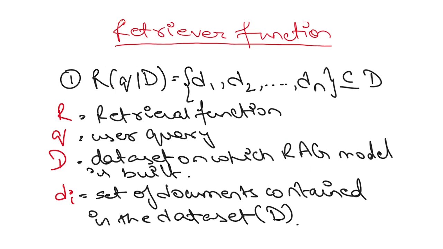Now, what this retriever function does is, based on the user query and the dataset on which the RAG model is built, it returns me a set of documents D1, D2 till Dn. So these documents are a set of this dataset that I have here. So based on the user query and the dataset, the retriever function gives me a set of documents, and these documents are ranked according to their relevance to the user query.